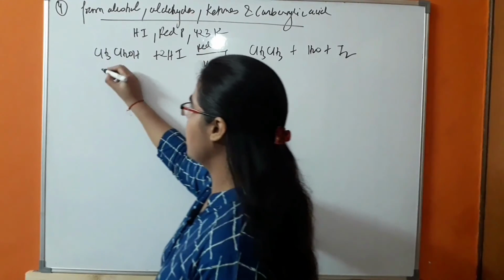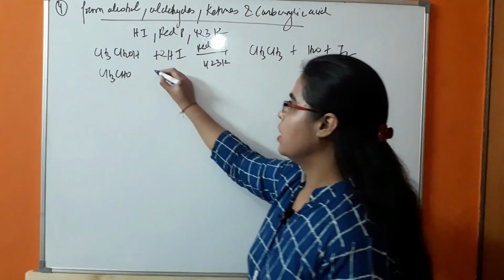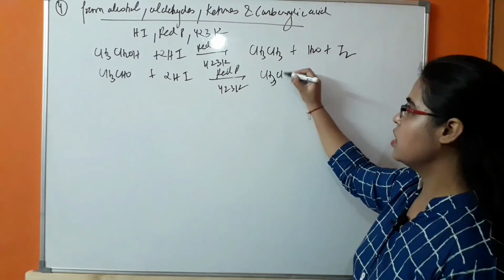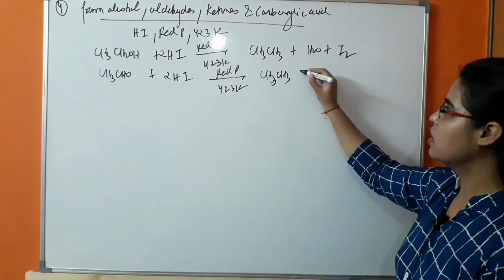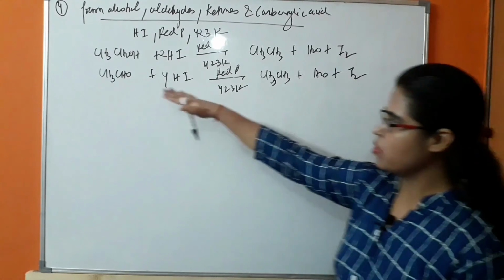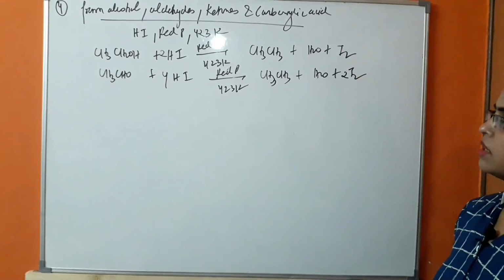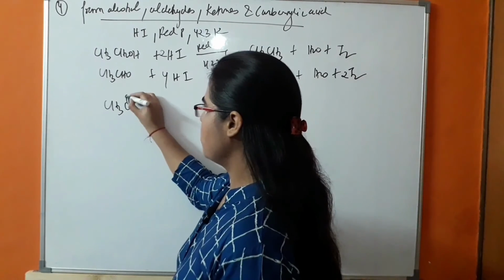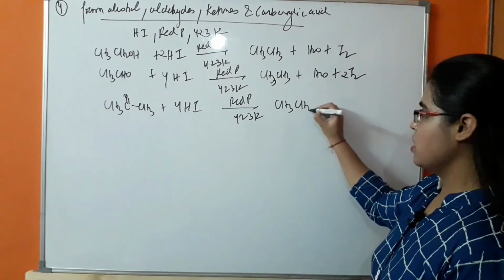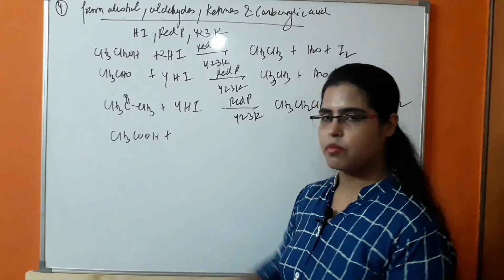Next, from aldehydes, CH3CHO, that is acetaldehyde, in the presence of 4HI and similar reagent, gives CH3CH3, that is ethane, with removal of H2O and I2. In this case, this will be 4, so it means there will be removal of 2 iodine molecules. For the ketone, CH3C double bond OCH3, with 4HI gives CH3CH2CH3, H2O and 2I2.